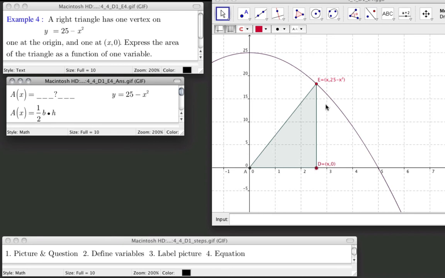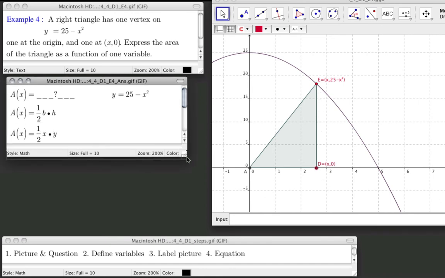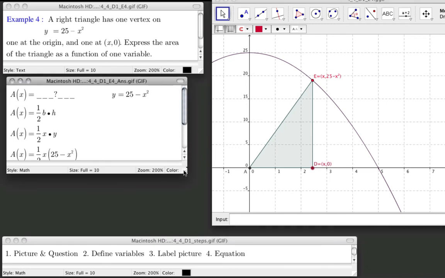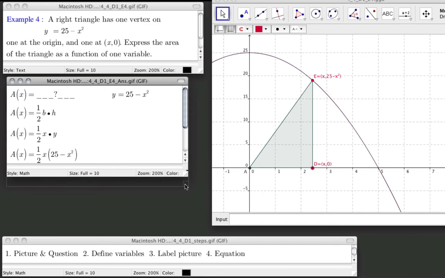The height, on the other hand, is the y coordinate for this point E. So the first step in solving my area function is 1/2 x times y. But the good news is I know that since E is on the parabola, my y value is always going to be 25 minus x squared. No matter where I put x, the y value for E is always 25 minus x squared. And so changing this y into 25 minus x squared produces a function, again, that's just in one variable.